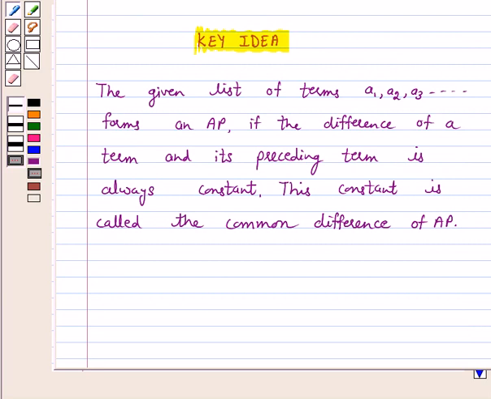Let us understand this concept. The given list of terms A1, A2, A3, and so on forms an AP if the difference of a term and its preceding term is always constant. This constant is called the common difference of the AP.